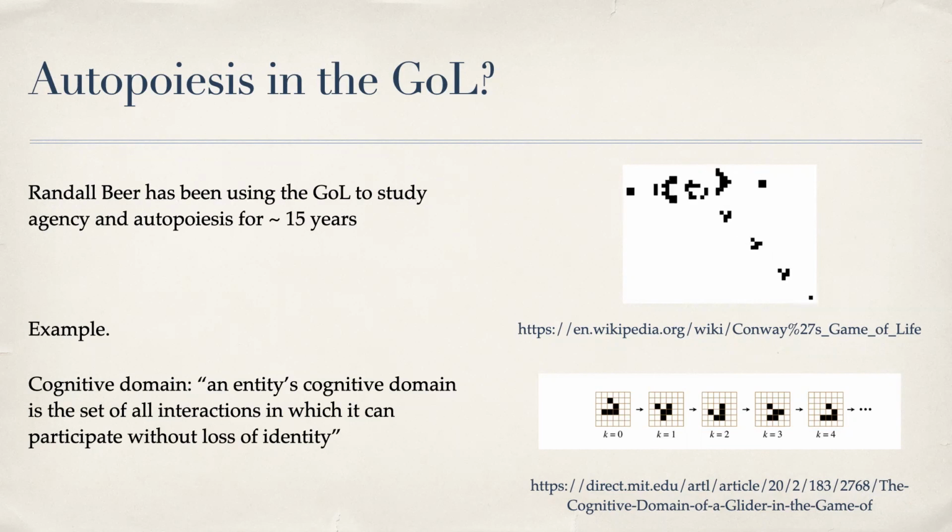Randall Beer studied something about these systems, in particular, the cognitive domain of these systems. Now, cognition is a very strong word. I think Nick spent quite a lot of time on this, so I will not go too much into the details of it. But this comes from the Maturana and Varela understanding of autopoiesis. So, what is the cognitive domain? Well, it's the set of all interactions in which an entity can participate without loss of identity. So I want to check all of the possible interactions between an entity and its environment, and the cognitive domain is when it doesn't die.